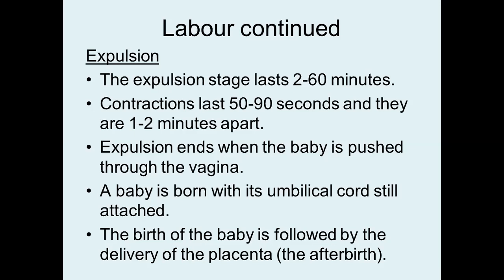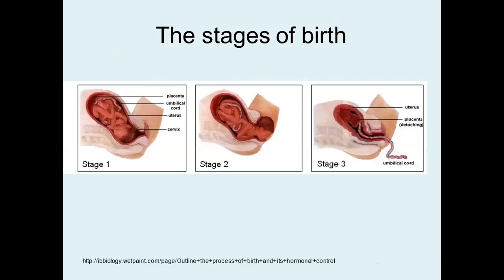So a while after the birth of the baby, the placenta has detached completely from the endometrium, and with a few contractions, it then passes out of the vagina as well. And that is referred to as the afterbirth. Okay, and I've showed you pictures of that in a previous slide. You don't have to know the stages of labor, but basically it goes.